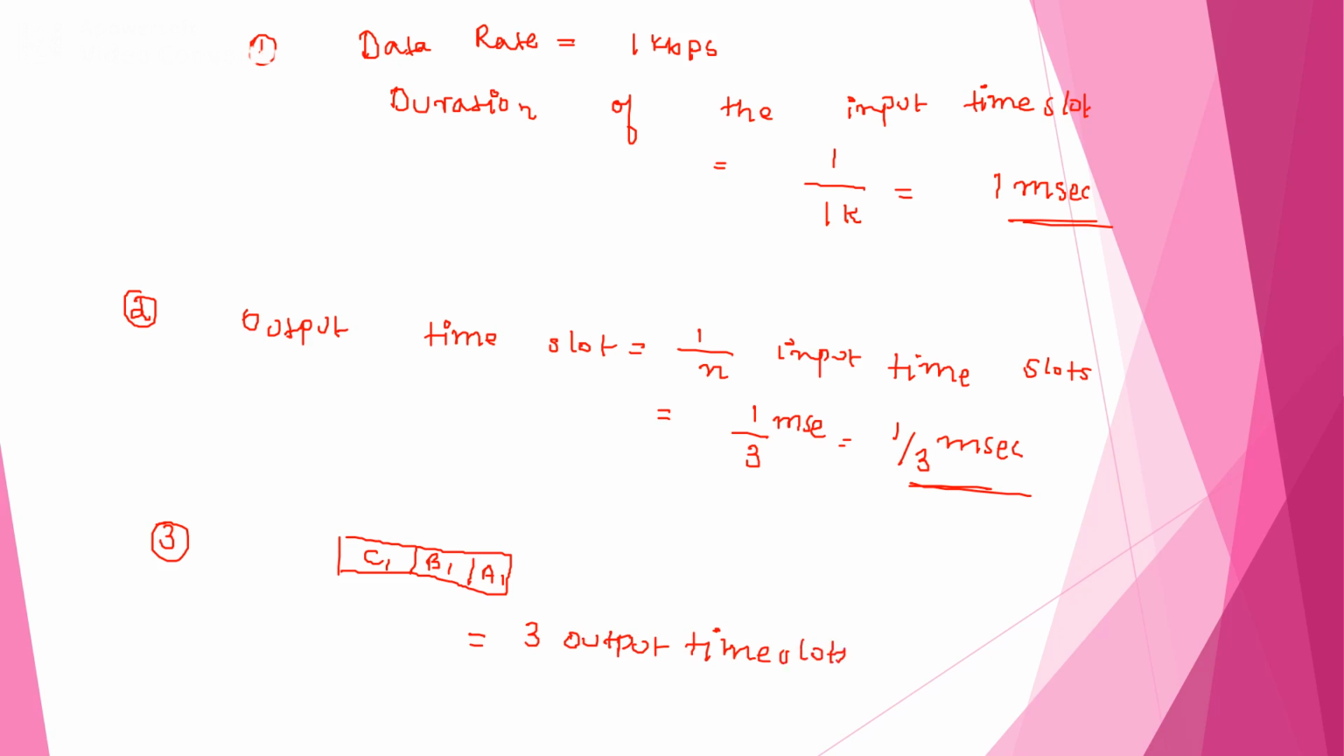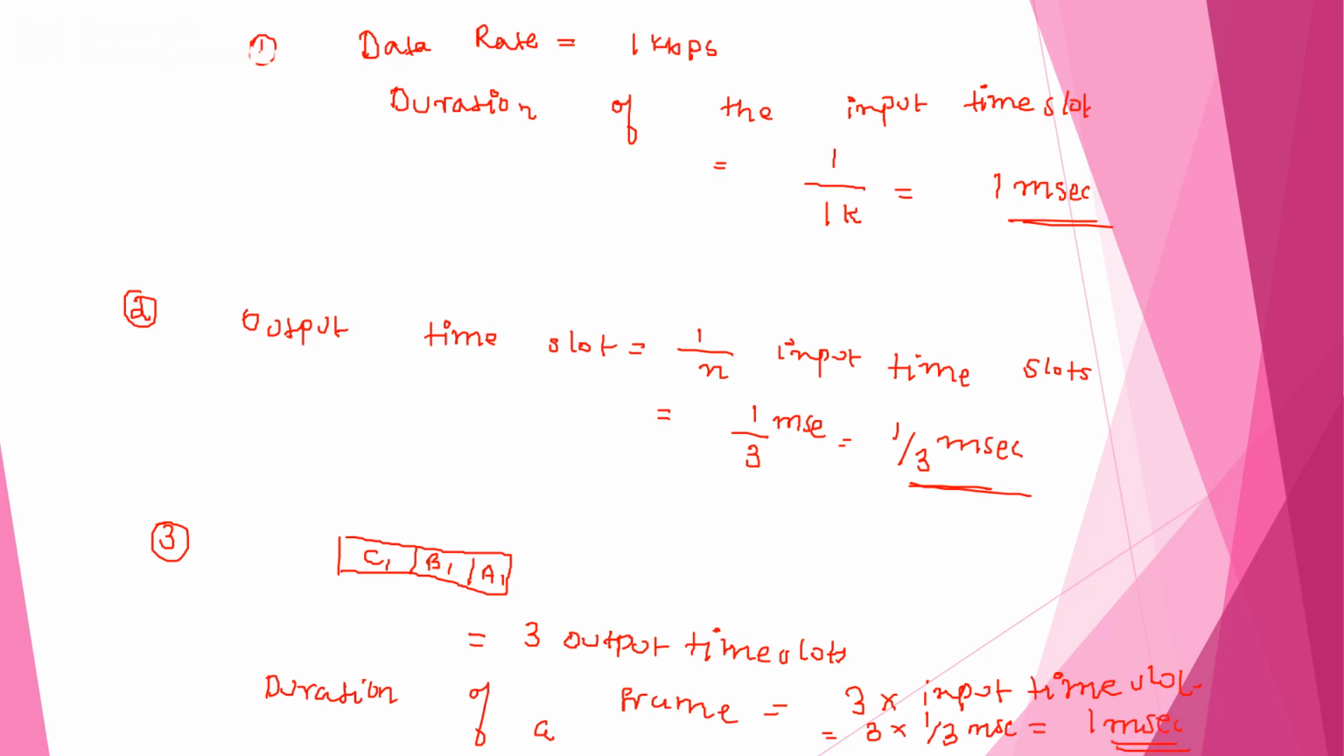Frame carries 3 output time slots. So the duration of a single frame is equal to 3 times the input time slot, that is equal to 3 into 1 by 3 milliseconds, which is equal to 1 millisecond. In general, we can say that the frame duration is equal to the duration of the input time slot, that is equal to 1 millisecond.